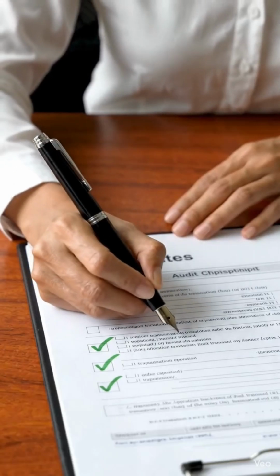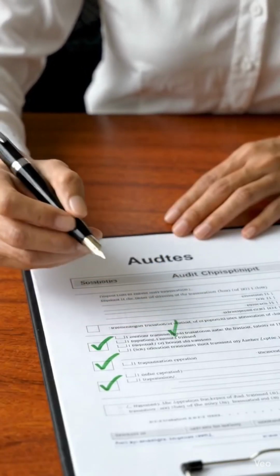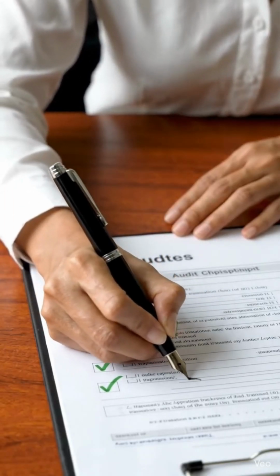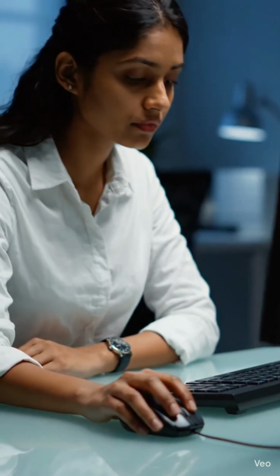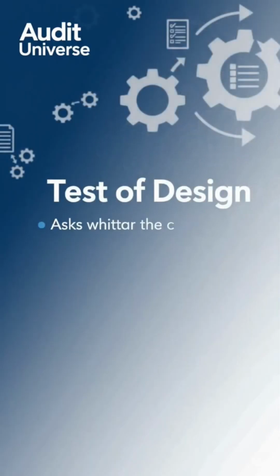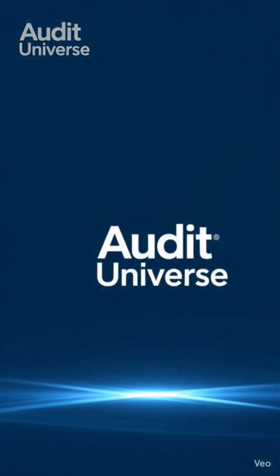If approvals are consistently present and properly documented, the control is considered effective. But if approvals are missing, auditors identify a control failure and evaluate its impact. Remember, test of design asks whether the control can work. Test of effectiveness proves whether the control did work. That's how auditors gain confidence in internal controls.